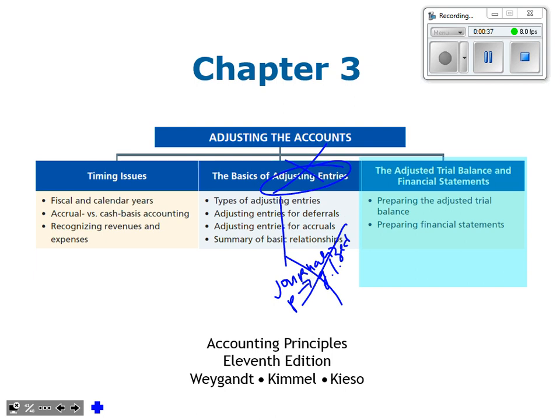In this section, then, we use the adjusted trial balance to make our 3 financial statements. You will do this at the end of chapter. You will do this on the test.